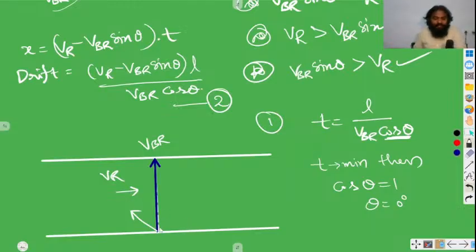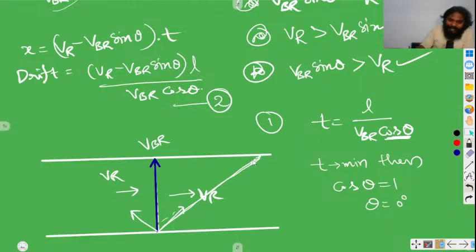At the same time, if you keep your effort in this direction, the river velocity is already in this direction, so the river velocity will help you go further. Then you need to travel a long distance, and it takes a long time. That is why you have to travel exactly opposite.